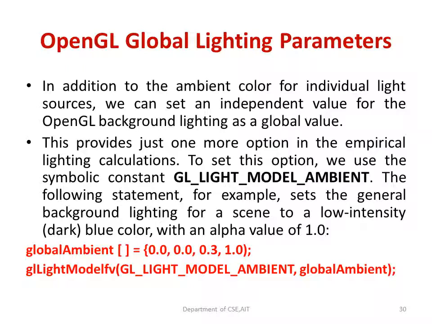You can see here we have the blue component, which is equal to 0.3. So a light blue color will be in your scene. A light blue color will be globally distributed among all the objects in your scene when you apply this API, glLightModelfv GL_LIGHT_MODEL_AMBIENT, global ambient, because in the global ambient you have a low intensity blue color. Of course the last value, the alpha value, can be ignored. The alpha value here is taken as 1.0.